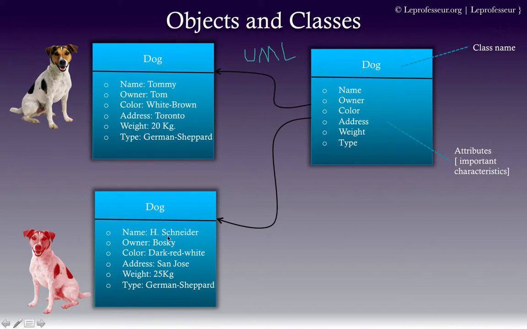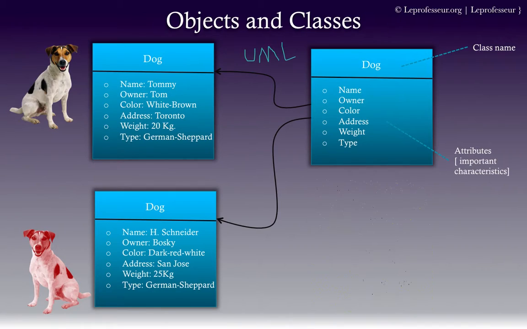Let's say another example, or another object of the same class. Okay, its name is Schneider. Owner is Bosky. Okay, color, address, lives in San Jose, and its type is German Shepherd again. So see how these two objects have the same class, or they are instances of the same class, but two different objects.